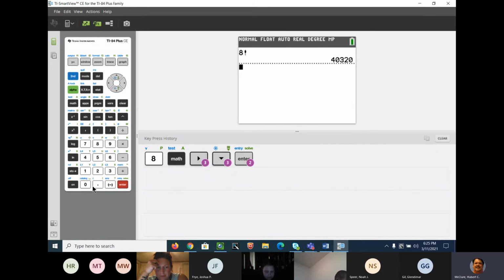Now, I'm going to show you why we use factorial here in just a minute. So here's your buttons. 8, math. Move over till you get to probability. Move down until you get to factorial and hit enter. And you should get 40,320. So make sure everybody can do it: type in 8, math, move 3 places to the right, 3 places down to factorial, and hit enter. Oh, that was easy.